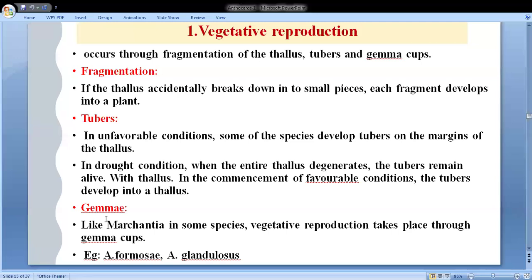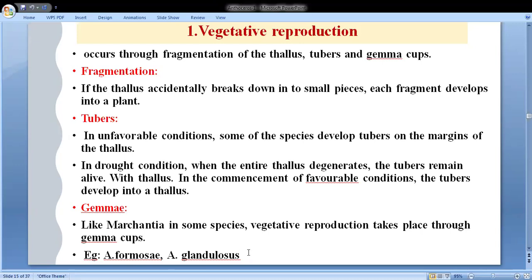And the next is the gemma. Like Marchantia, in some species, vegetative reproduction takes place through the gemma cups. Only two species, that is Anthoceros formosae and Anthoceros glandulosus.